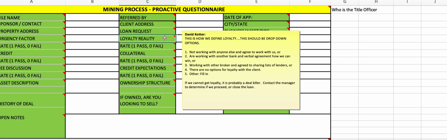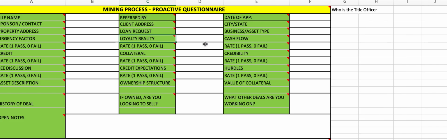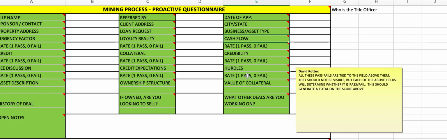So they're not working with anyone else and agree to work with us, or, that's one option, they are working with another bank in verbal agreement of how we can win it. Okay, so that you've clarified that. 3, they're working with another broker and agreed to sharing a list of lenders so that you can know if you can beat it. Number 4, there are no options for loyalty with the client, okay? So there just may not be. If we can't get loyalty, it's probably a deal killer, and we'll contact the manager to determine whether to proceed or not, all right?